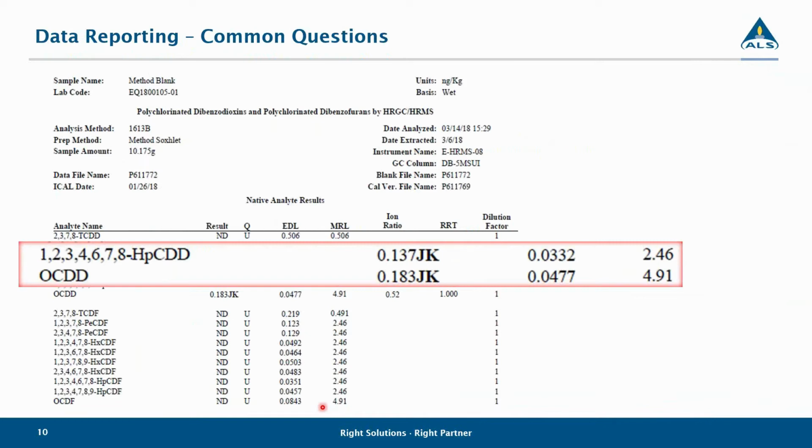and K. The J qualifier indicates the result is an estimated value, since the concentration is detected above the detection limit. However, it is below the method reporting limit. The K qualifier indicates the ion abundance ratios between the primary and secondary ions were outside the expected range. The reported result is a calculated result that is the estimated maximum concentration, called EMPC. The calculation for EMPC can be found in method 8290. This is the most conservative result.